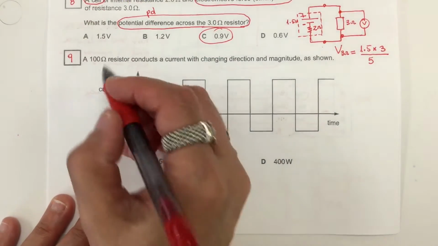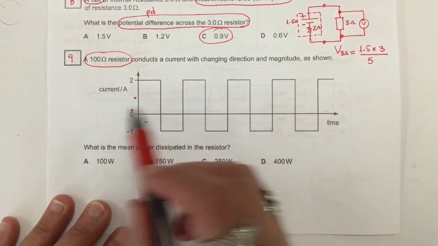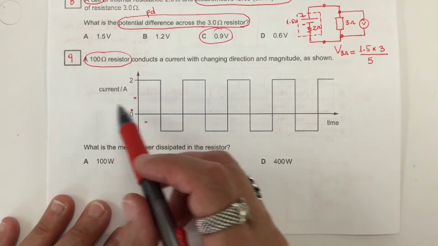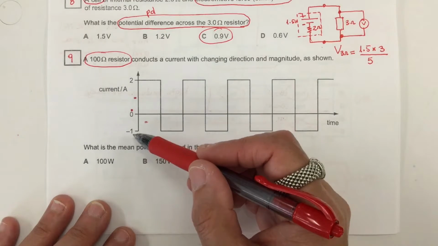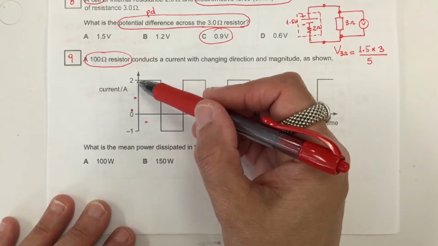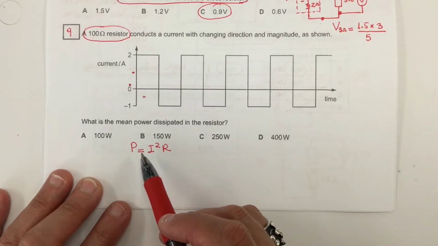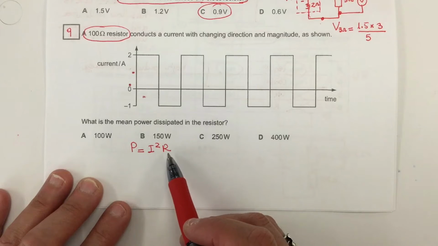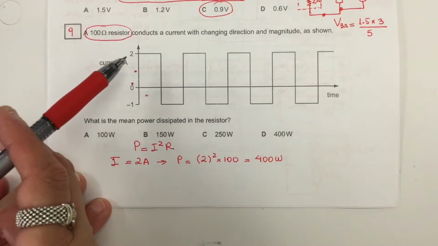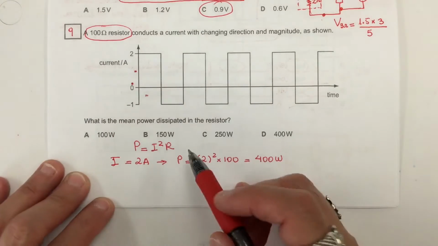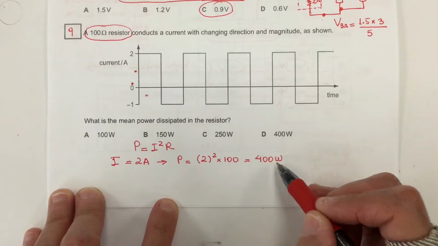The resistor value provided is 100 ohms, and from the graph you can obtain the value of the current, which oscillates from -1 to 2 amps. So this is the formula for power in terms of current and resistance. When the current is the maximum value, which is 2, the power based on this formula is 400 watts.